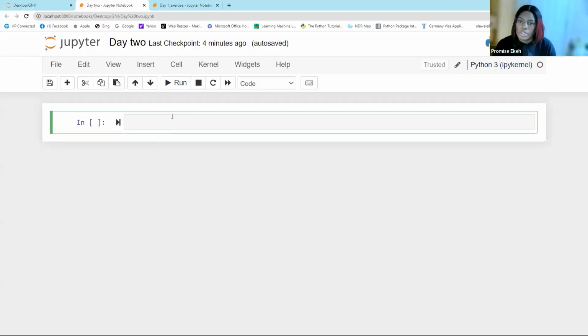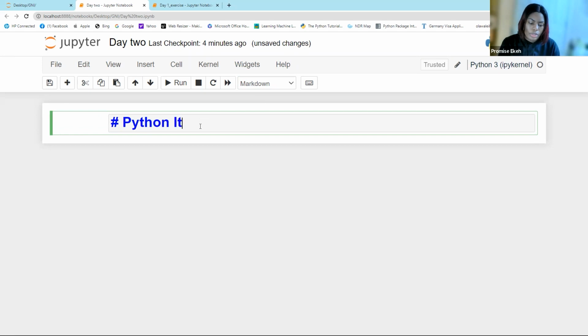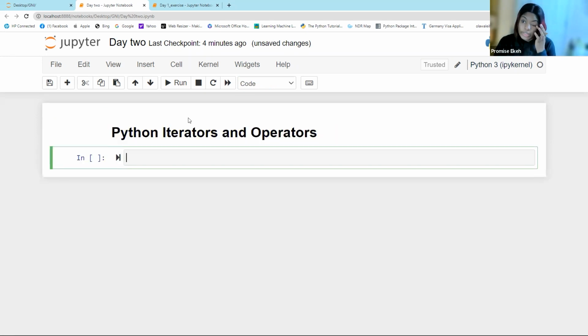So what we'll be doing today would be Python iterators and operators. So at least if you follow through the exercise we did, the solution, we already talked about a few of this, but I felt it's necessary to cover it.